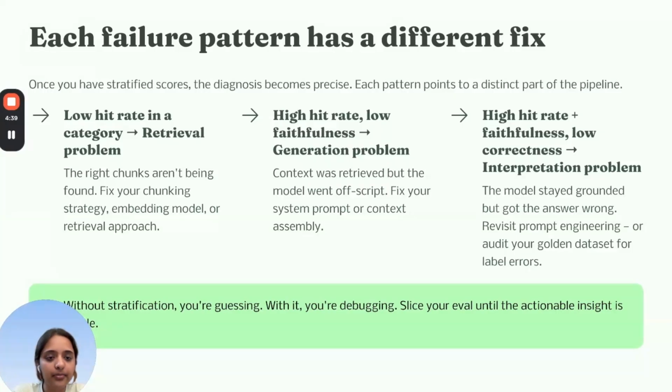Next, high hit rate, high faithfulness, but low correctness. That means the model is not able to interpret the context that it is receiving. So we'd have to revisit prompt engineering or go back to our golden dataset and fix that. Without stratification, we are just guessing where the model is going wrong. With it, we are debugging, we're going to find the root cause and fix that. So slice your eval until actionable insight is found.